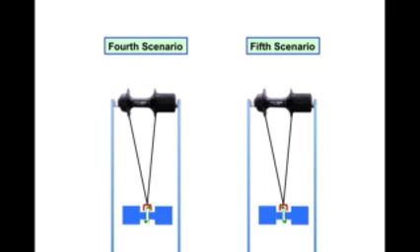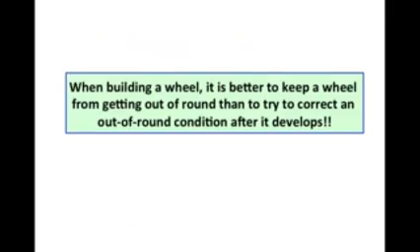You may have noticed that I used the word hopefully in trying to remedy a problem of the wheel moving up or down at one point while being laterally true. In practice, this does not always work as well as it theoretically should, especially if there's already quite a lot of tension on the spokes. Try to remember this: when building a wheel, it is better to keep a wheel from getting out of round than to try to correct an out of round condition after it develops. To that end, here are a few recommended tips.